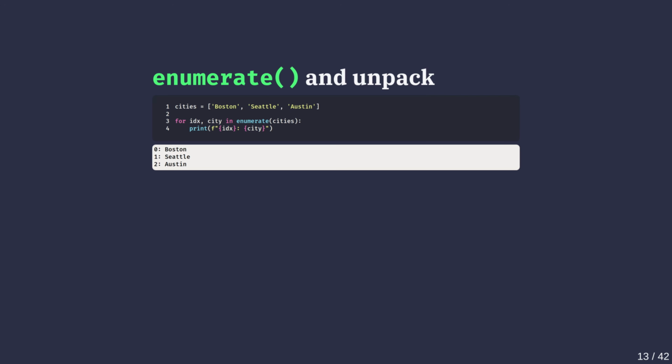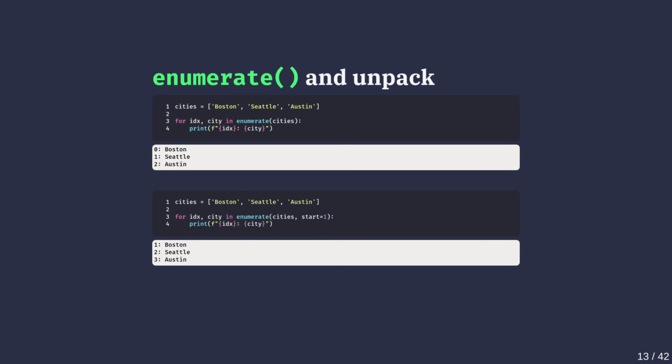Here we are using idx for index and city for each city on the list. Notice the start equals 1 argument. This tells enumerate where to begin counting. Instead of starting at 0, now the first item has index equal to 1. This is handy when our numbering should match something human-friendly, like a menu or a list in a report.